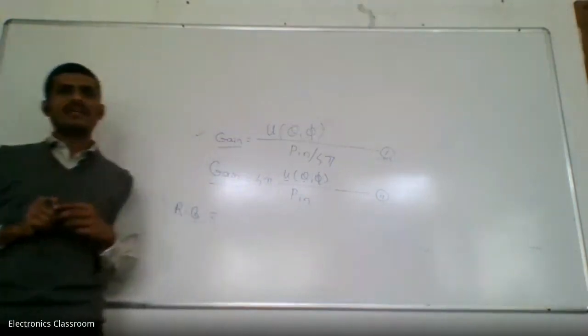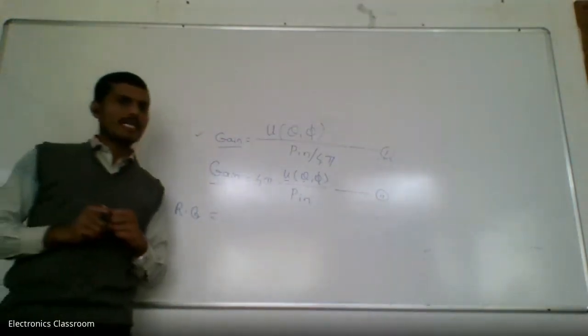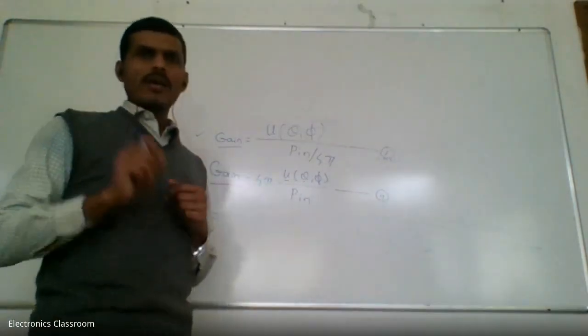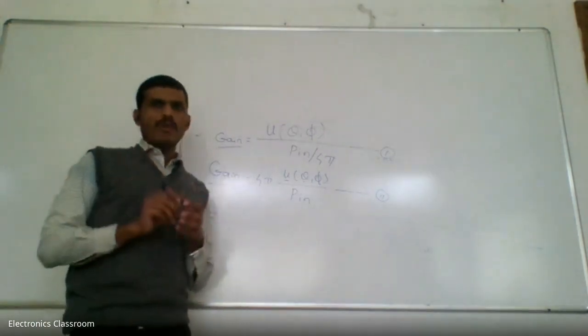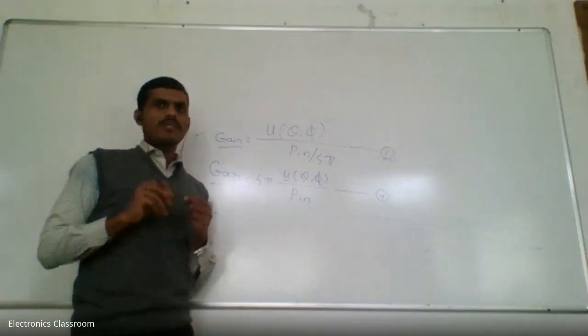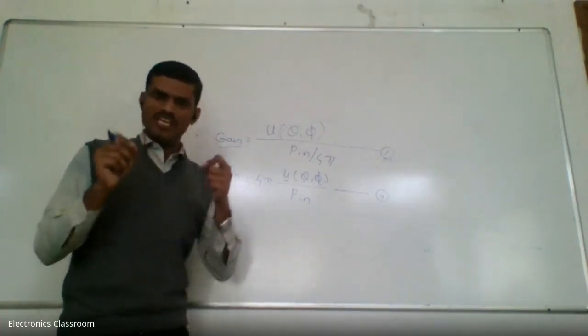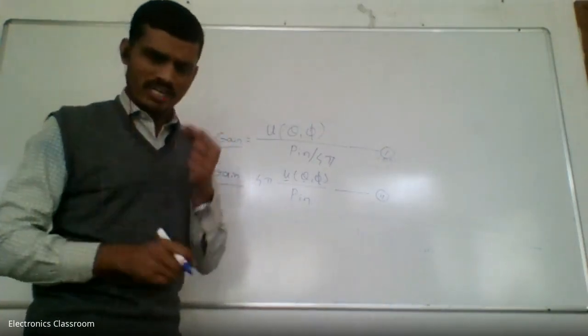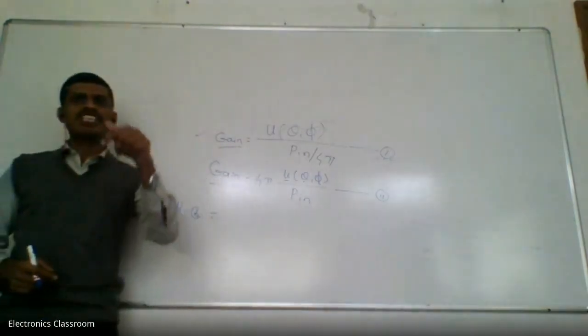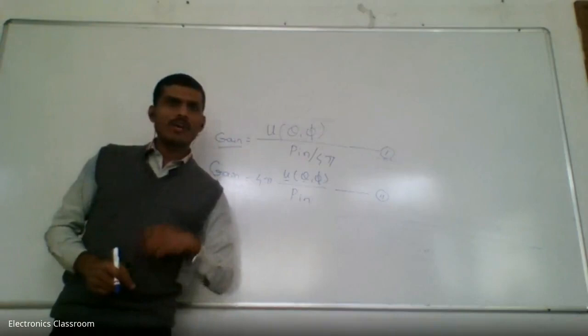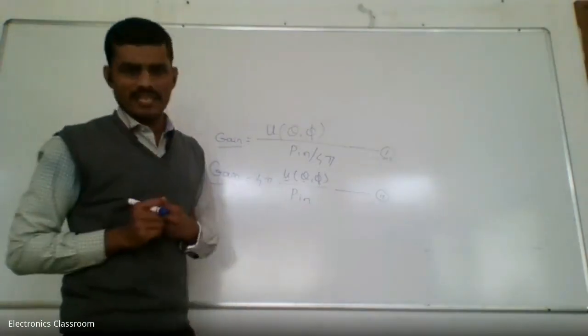Now this reference antenna is usually a dipole antenna, horn antenna or any other antenna. See, this may be an objective question in your test. The reference antenna is usually a dipole antenna, horn antenna or any other antenna whose gain can be calculated or is already known.